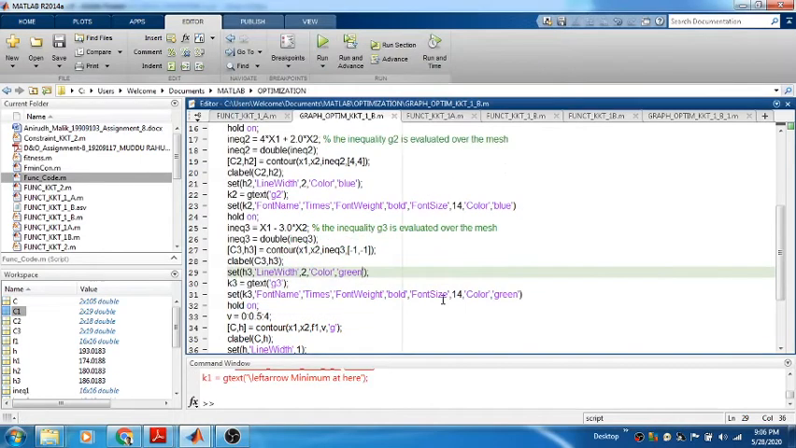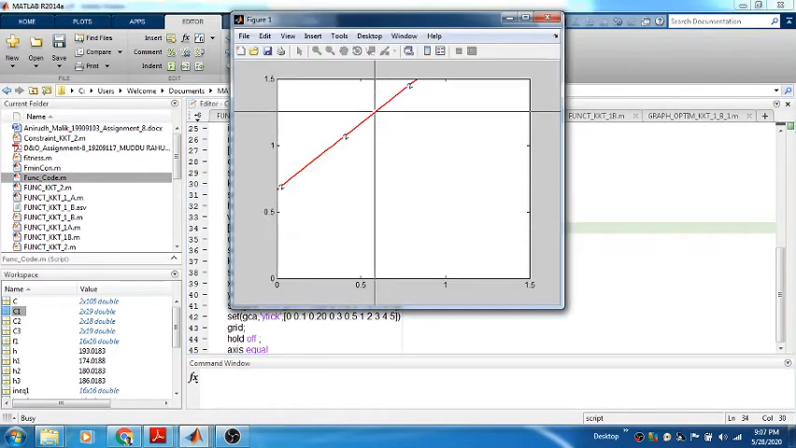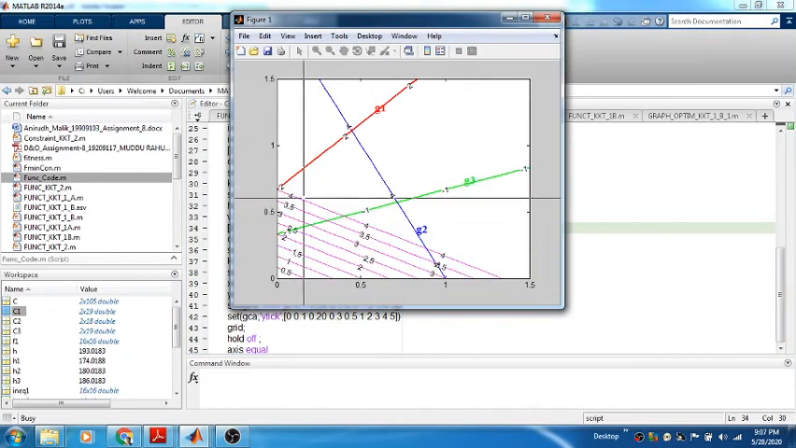I can change this one to magenta, with m I can write magenta, yellow also I can write, black also with k. All these things are written in the MATLAB help. You can get how we can change the color of the line and all these things. Yeah, we can do all the things. Again I am doing g1, this is g2, and this is g3, and this is your feasible region.